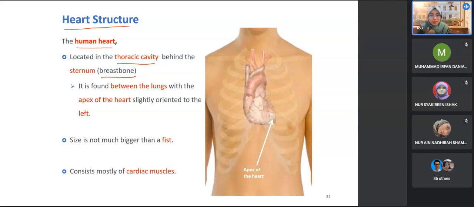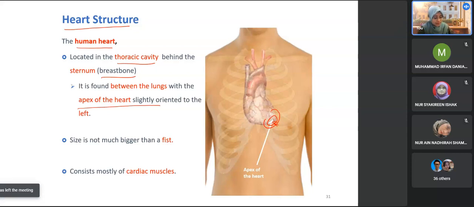It is found between the lungs, with the apex of the heart slightly oriented to the left. So this is the apex of the heart, the tip of the heart, slightly oriented to the left side. The size is not much bigger than your fist. Clench your hand into a fist, and that is the size of your heart.